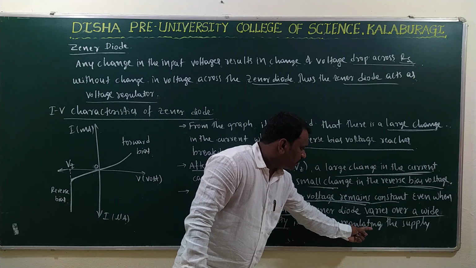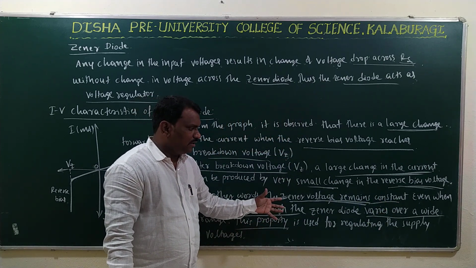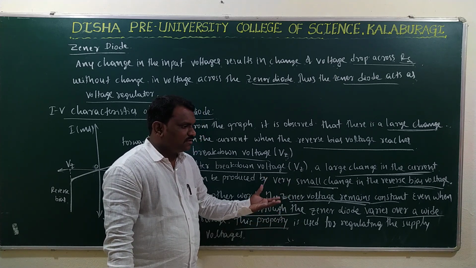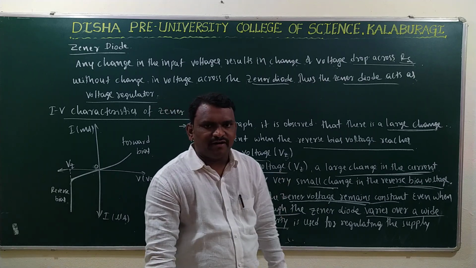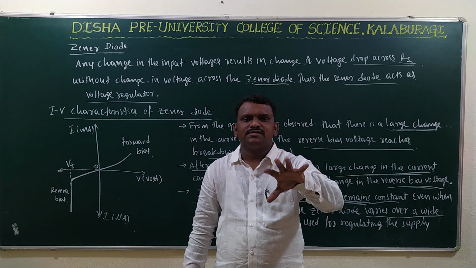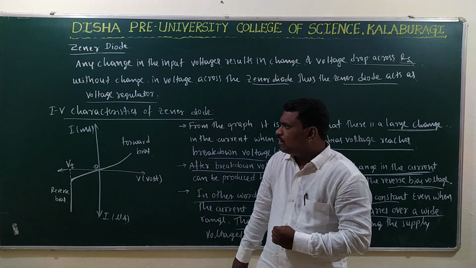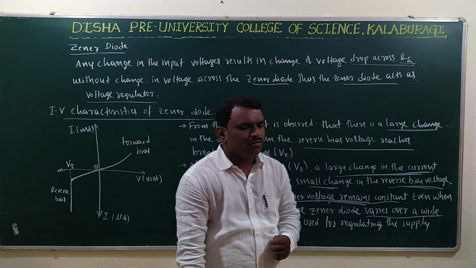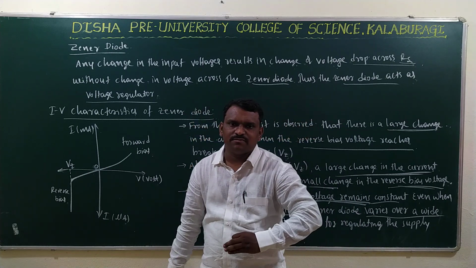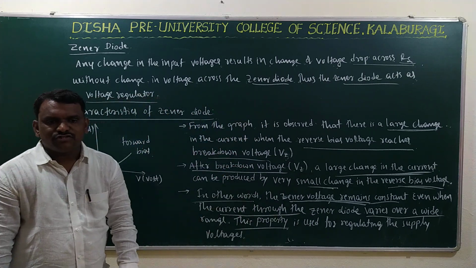It is used for regulating the supply voltages, right? I already told you the example is a stabilizer. A stabilizer is to stabilize a certain voltage to the device for a long time, so the voltage remains constant. These Zener diodes are used in voltage stabilizers, motor protection, and also in wave shaping, making different shapes of waves, right? That is the complete concept of the Zener diode.